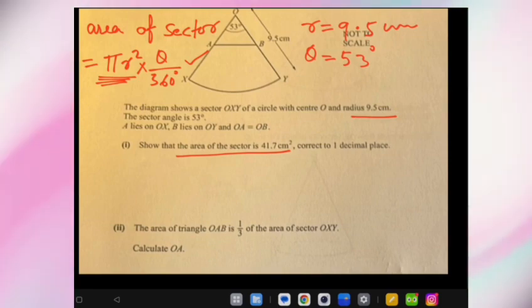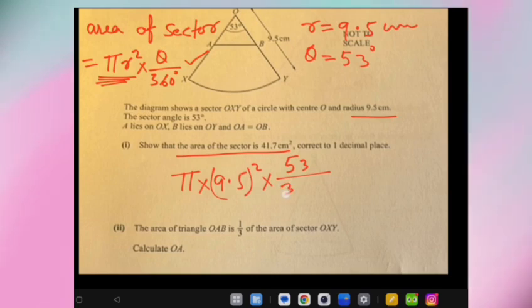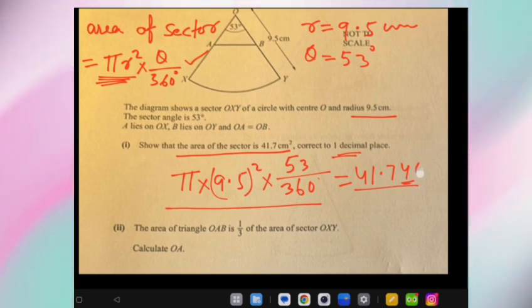So what will we write? Pi r square. In place of r square we will write 9.5 square, multiplied by 53 upon 360, right? Now if we multiply this, the answer will be 41.74, and you have to give it to one decimal place. So this is your answer, centimeter square. In this question, you just have to write pi r square into theta upon 360.